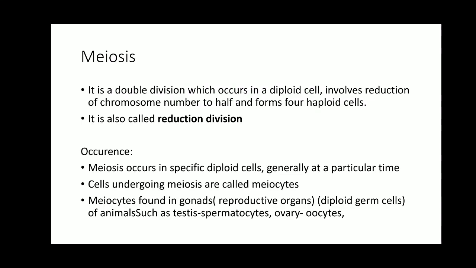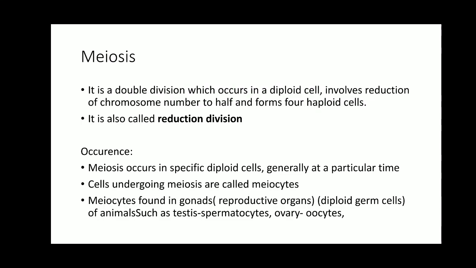So meiosis is a specialized kind of cell division that is going to reduce the chromosome number of the parent cell by half, resulting in the production of 4 haploid daughter cells. So it is called reduction division. And if you see where this meiosis occurs, in diploid cells, generally at a particular time.